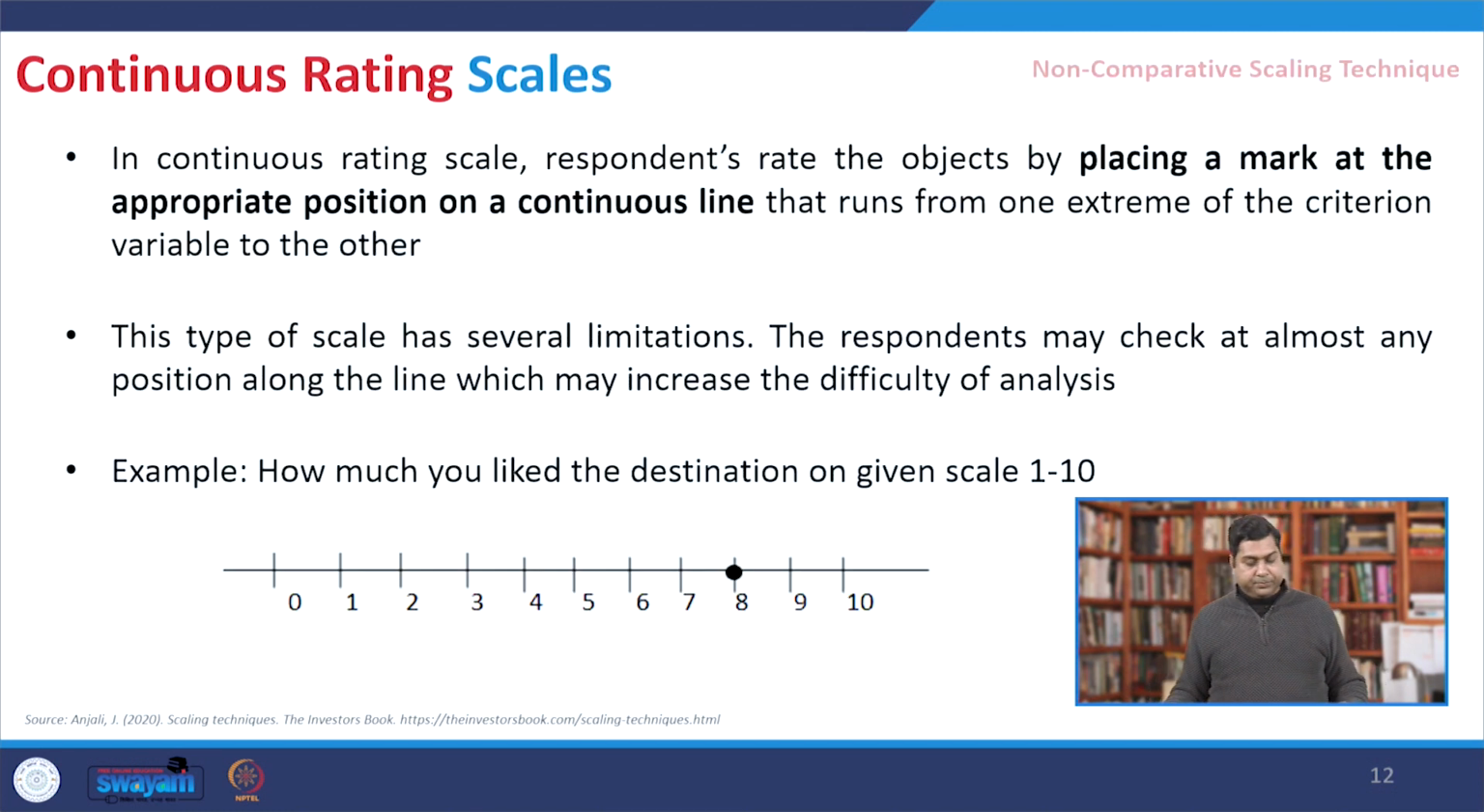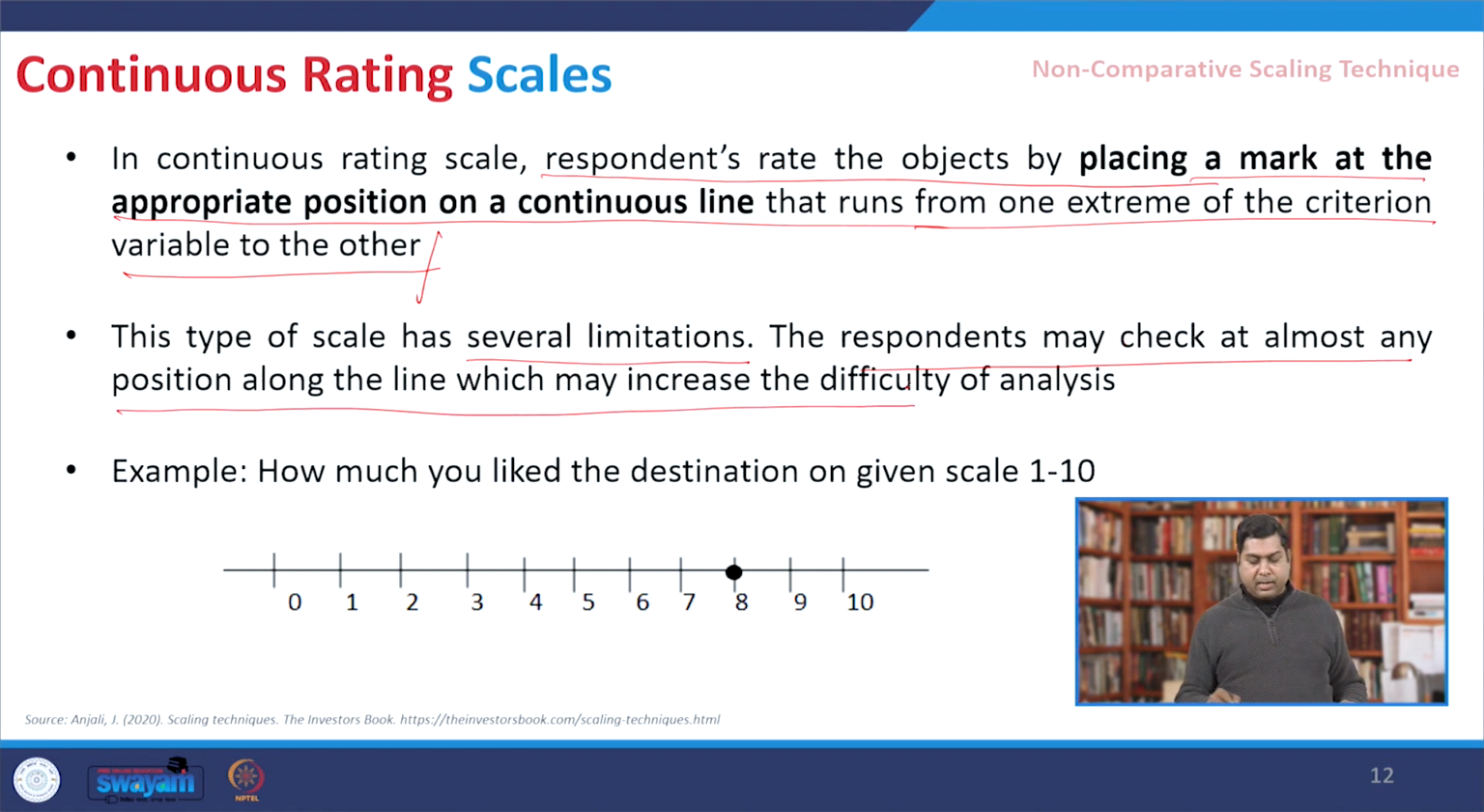Continuous rating scale, what exactly is it? In a continuous rating scale, respondents rate objects by placing a mark at the appropriate position on a continuous line that runs from one extreme of the criteria to the other. This type of scale has several limitations as well, because the respondent may check at almost any position along the line, which may increase the difficulty of analysis and response.